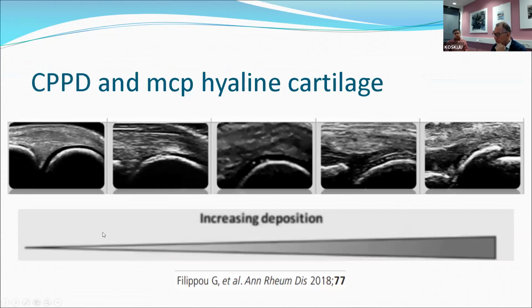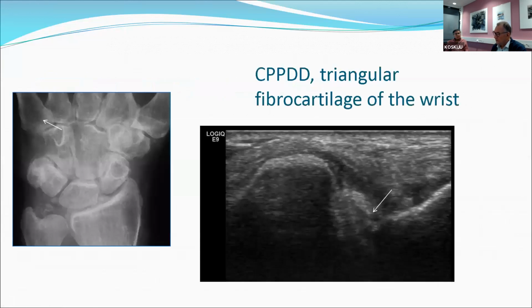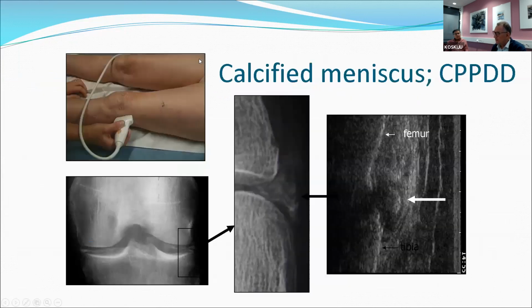And now we have, again, Filippo's excellent image, how to see CPPD in the MCP joint: normal, just a little bit probably. There is something even more and even more here. Okay, this is, I think, very nice. There is an osteophyte there. Okay, this is the triangular fibrocartilage, ultrasound and X-ray.